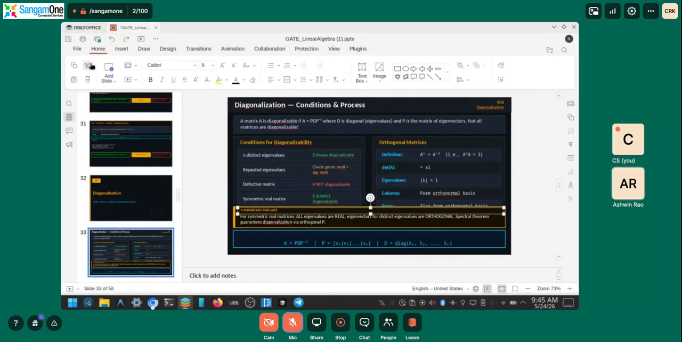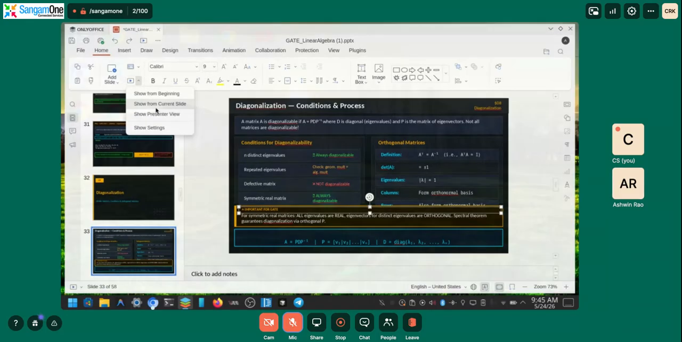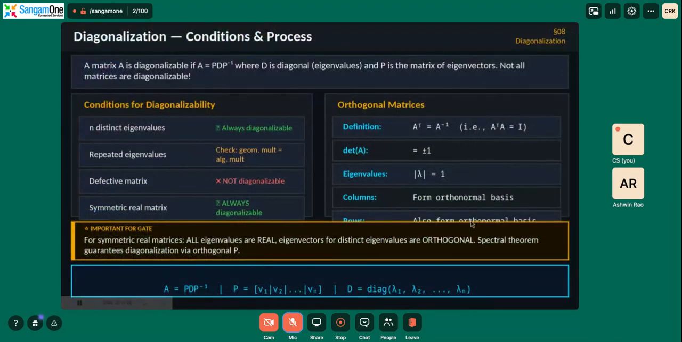There are some issues here. I will correct this. Here the explanation is A transpose equal to A inverse for orthogonal matrices, where rows also form an orthogonal basis. So I will send the corrected material.